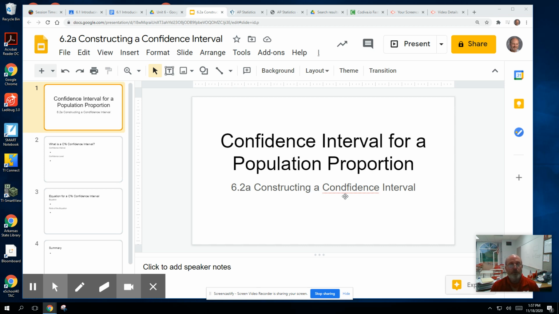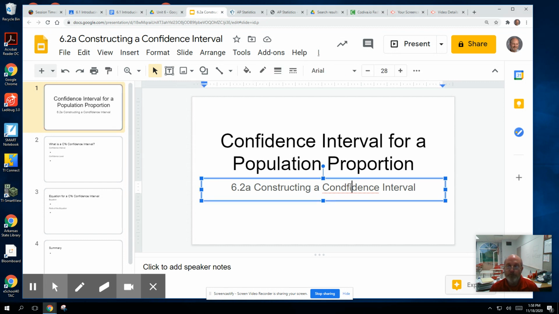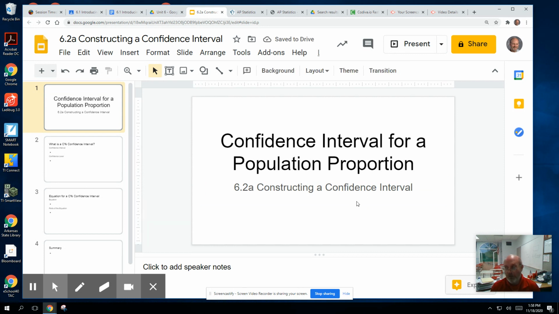Okay, now we're going to do 6.2. We're going to call this 6.2a because this is going to take, look at this, confidence. This is going to take a couple of videos, maybe more than two, to actually learn how to construct a confidence interval for a population proportion. But the name of this section is 6.2, constructing a confidence interval for a proportion.